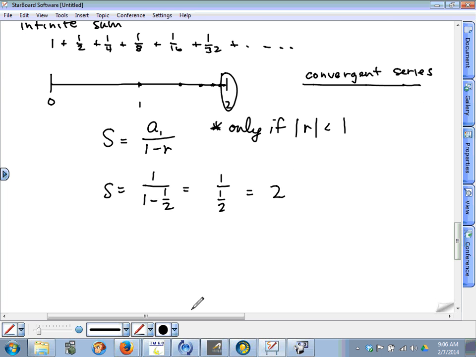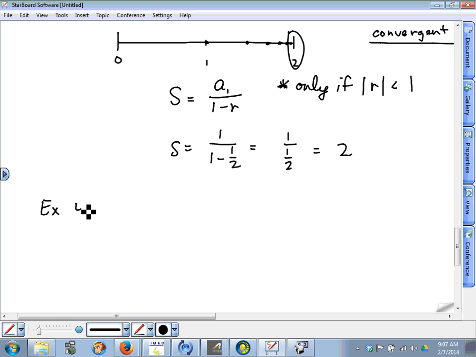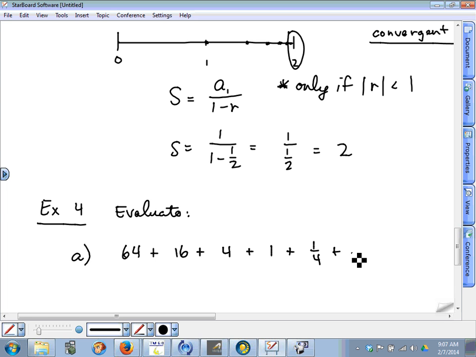One more real quick. Example 5, I think. Where are we? 4. Evaluate. Now, the dot, dot, dot implies that we would be evaluating an infinite sum and not a partial sum.